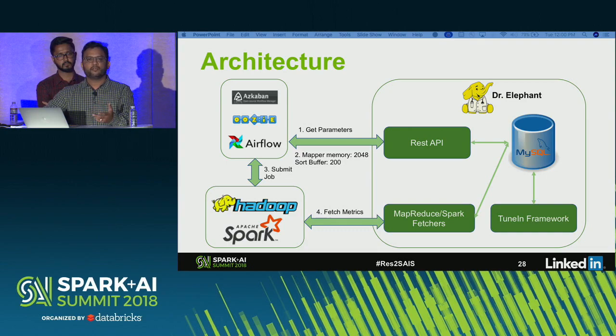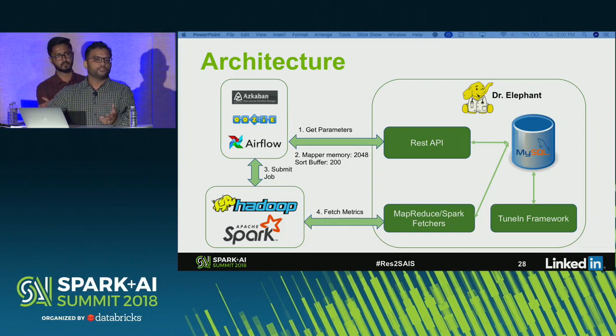So let's say Azkaban is running a big job. It needs to call that API to get the suggestion for that execution and run the job with those parameters. So what it does is it calls that API, gets the parameters, injects those parameters in the run, and then submits the job to the Hadoop cluster. Once the job is completed, fetchers will try to get the data, and push it to the MySQL server.